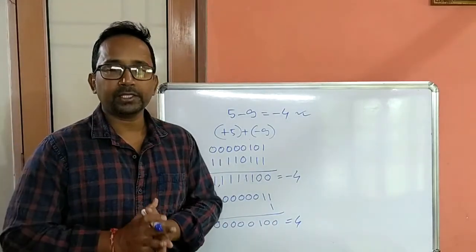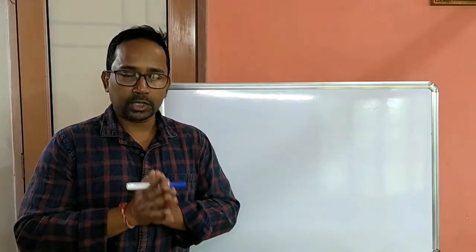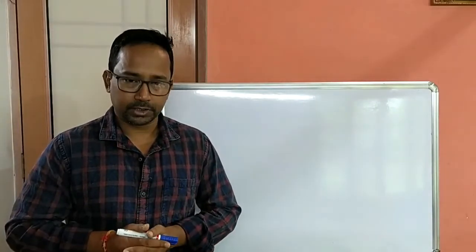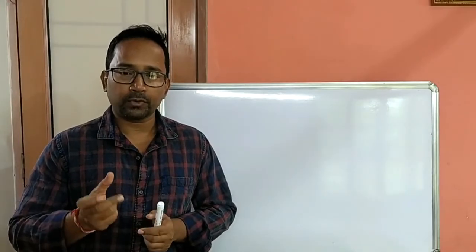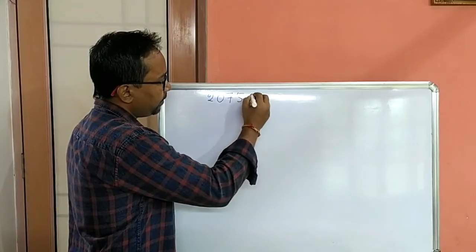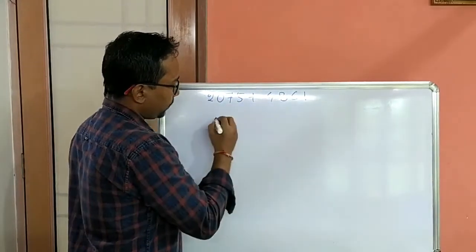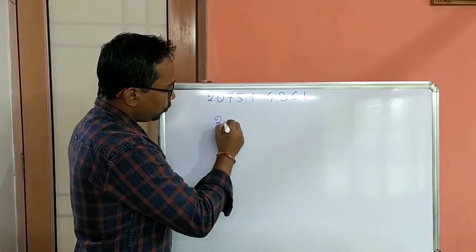So these two are binary subtraction using the 1's complement and 2's complement methods. Now we will learn octal and hexadecimal addition and subtraction. Now let's take two octal numbers for addition. 2075 plus 4361. Let me write them one below the other.